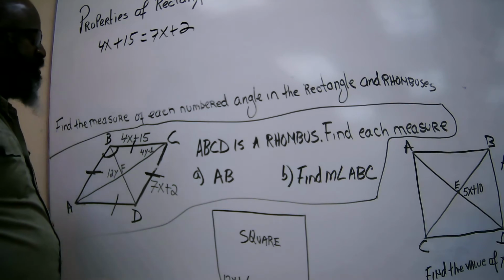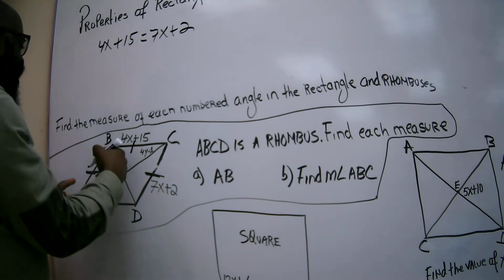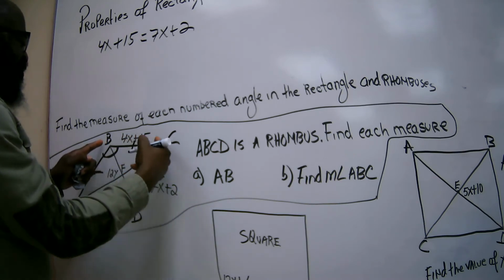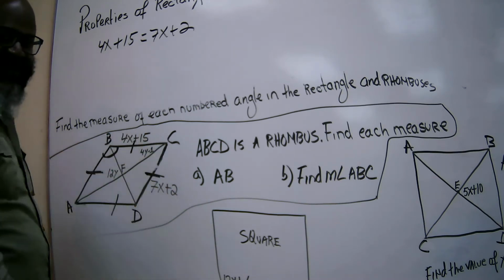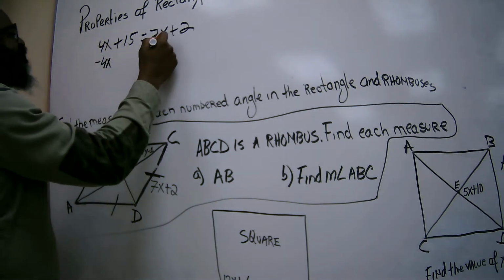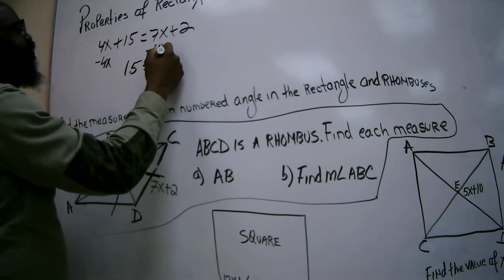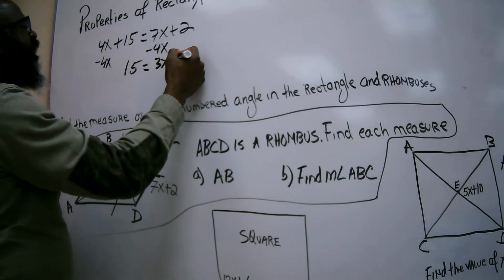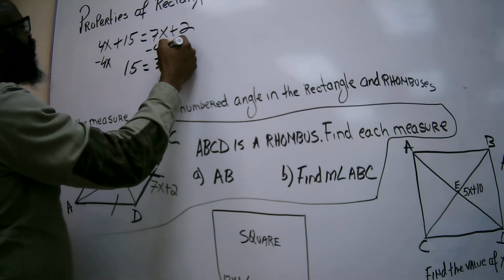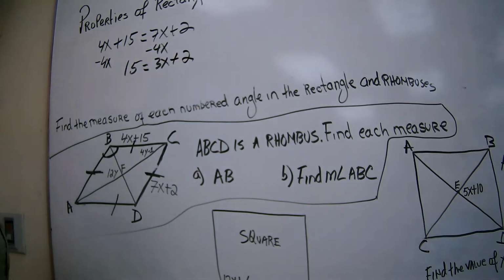Once I find x, then I can replace it anyplace here. You don't have any expression for AB, however, AB is the same thing as BC. Then we have an expression for BC, we can replace it. Then we find what BC is. In this case, we should cut 4x from this side. Then you will have 15 is equal to 3x plus 2. So that's our equation, alright? 7x plus 2 is equal to 4x plus 15.